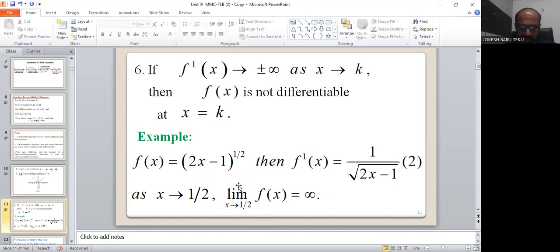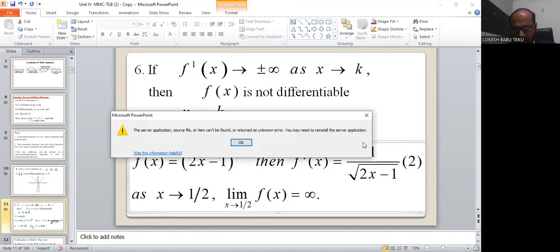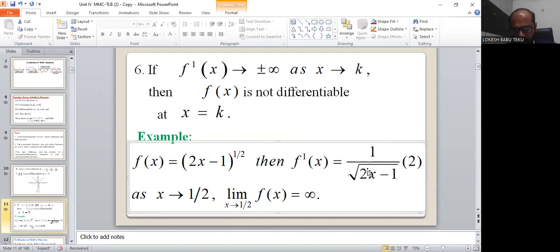At this point, we want the limit as x tends to 1 by 2 of f dash x. Our question is, if f of x equal to (2x minus 1) power 1 by 2, find the limit as x tends to 1 by 2. If I substitute x as 1 by 2 here, then what will happen? 2 times 1 by 2 is 1, 1 minus 1 is 0, and 1 by 0 is infinity. So the limit does not exist. This is not differentiable.